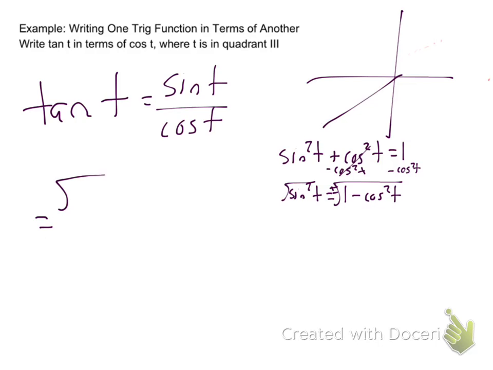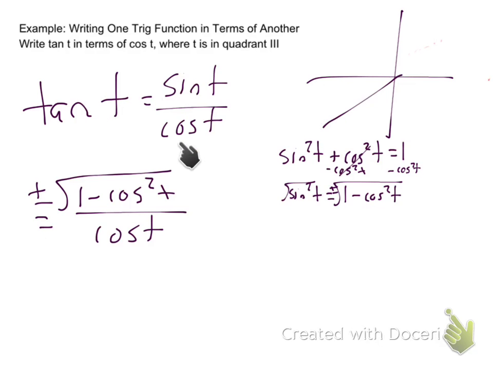Okay, so sine's out. I substitute 1 minus cosine squared t all over cosine t. We're done. Or are we? It's only in terms of cosine. That's fine. But I didn't write something: plus or minus. Should I write a plus or a minus here? Tangent of t is equal to sine over cosine, which is also equal to plus or minus the square root of 1 minus cosine squared t all over cosine.